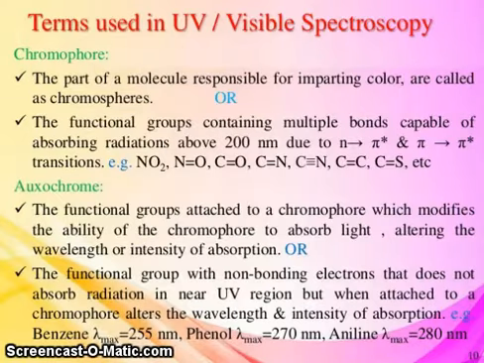So, a term used in UV visible spectroscopy: chromophore. The part of a molecule responsible for imparting color is called a chromophore. It is a functional group containing multiple bonds capable of absorbing radiation above 200 nanometer due to n to pi star and pi to pi star transition.